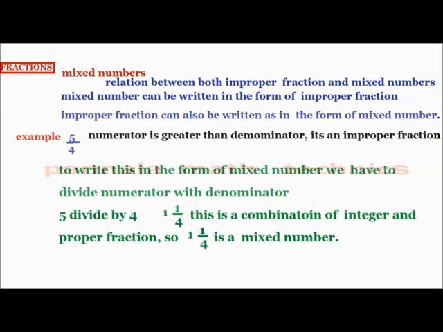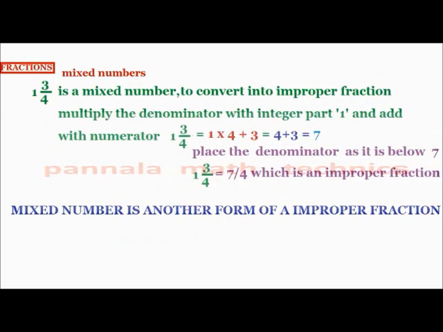So 5 divided by 4 is equal to 1 1/4. This is a combination of an integer and a proper fraction. So 1 1/4 is a mixed number now. 1 3/4 is a mixed number.